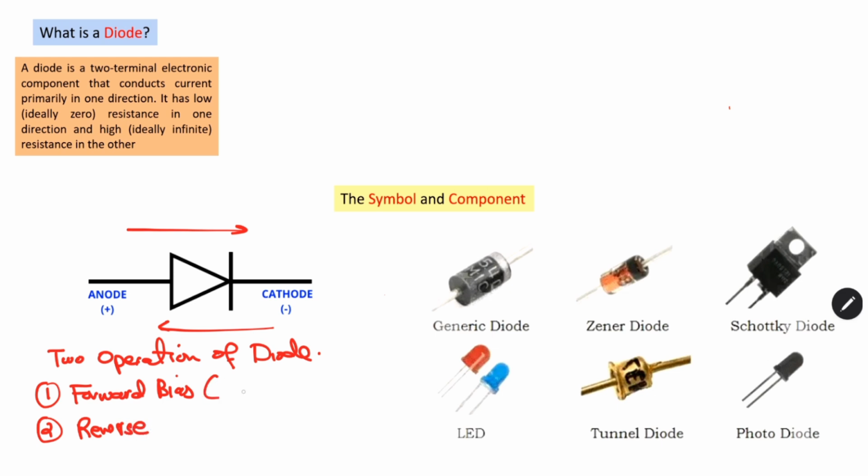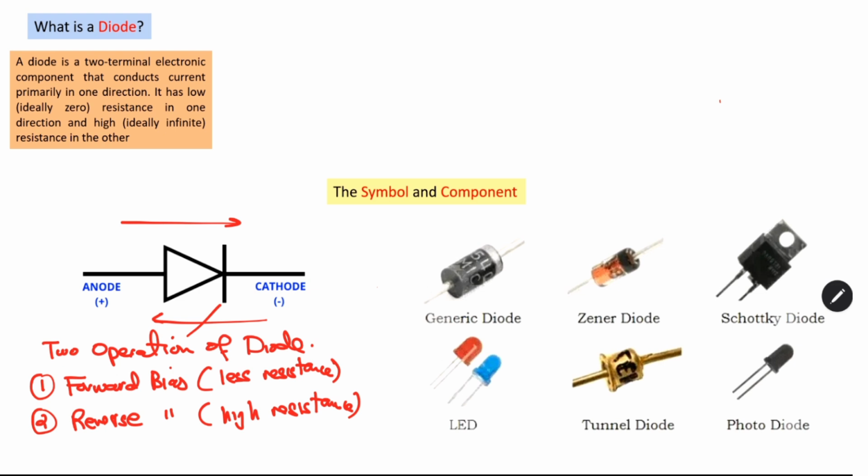So for the forward bias mode, that means it is a conduction mode, and in the definition it is given as having less resistance, while for the reverse bias it has high resistance. So when it has high resistance in the reverse bias mode, that means it will disallow the flow of current.